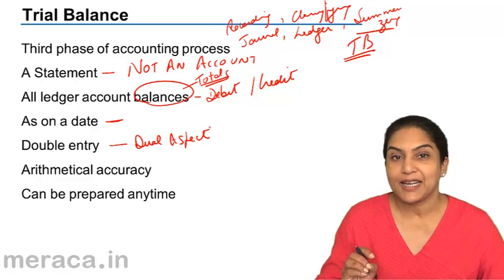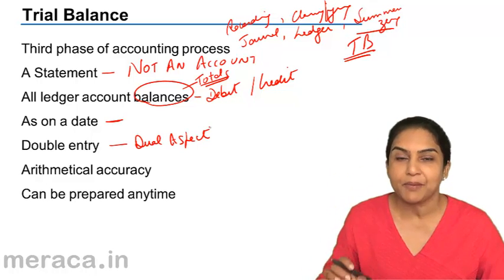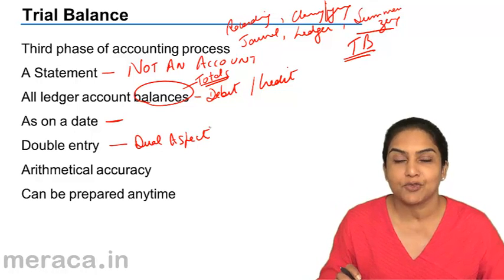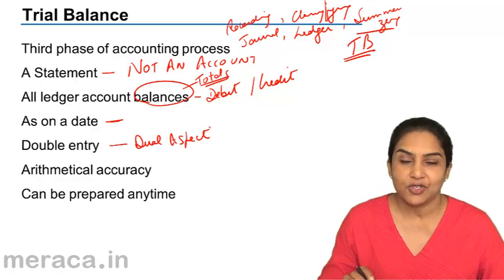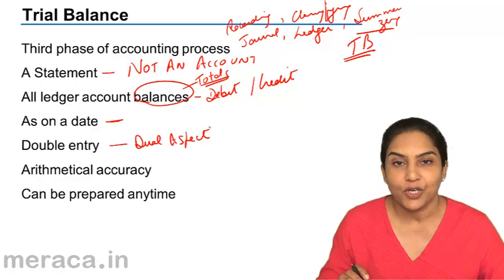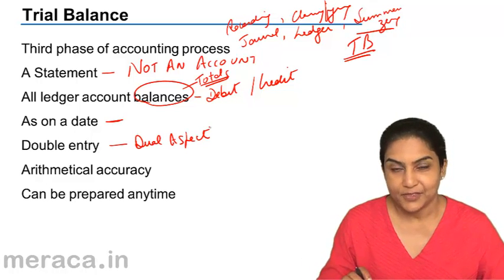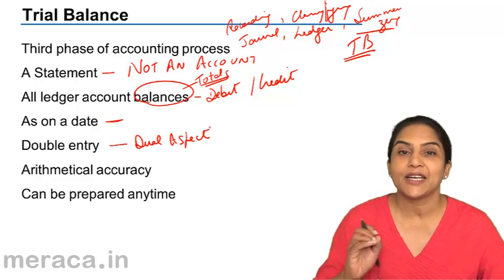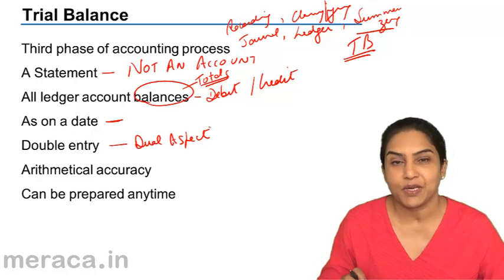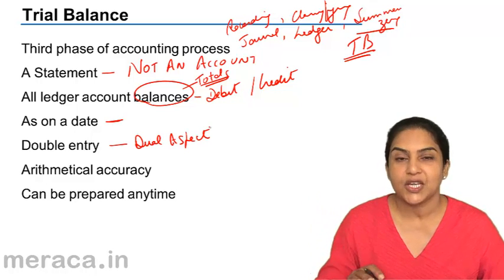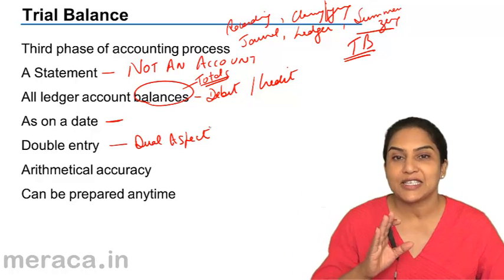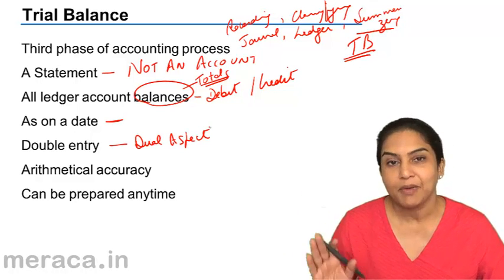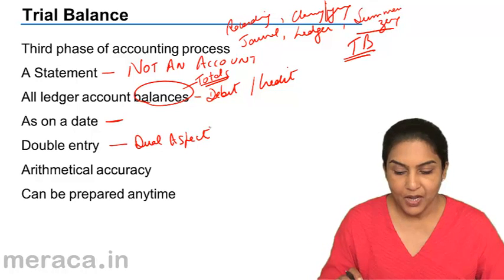So ultimately, in a trial balance, if we add up the debit balances and total the credit balances of the ledger accounts, the debit total should be equal to the credit total. Sometimes it does not tally, but that is because of some error that has been committed at the time of posting, at the time of recording, at different places. We will discuss the errors which can come later on.